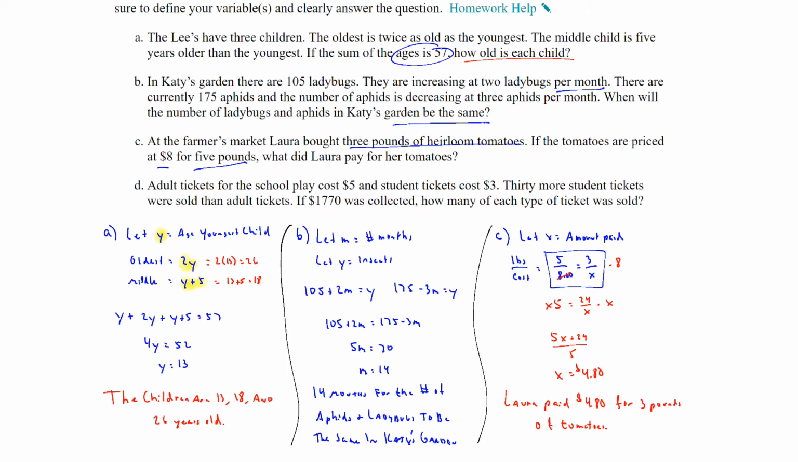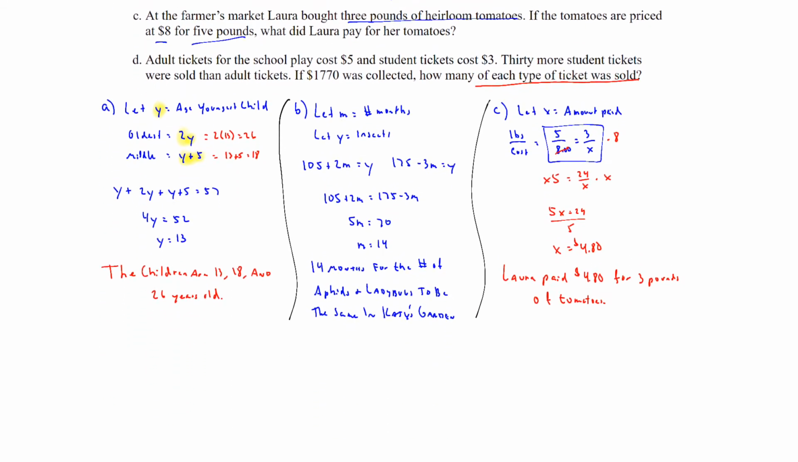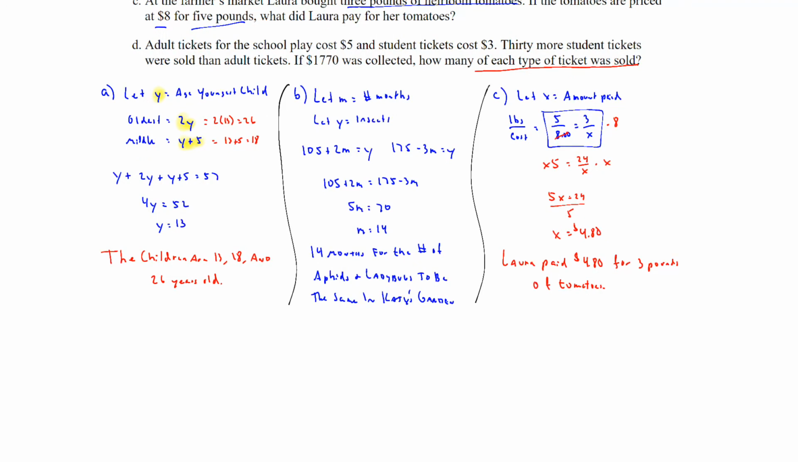Alright, so now we are on to the last example. D. Adult tickets for the school play cost $5. Student tickets cost $3. 30 more student tickets were sold than adult tickets. If $1,770 was collected, how many of each type of ticket was sold? So how many of each type of ticket was sold? There's 2 types of tickets, so we're going to set up two equations and 2 unknowns for this one.